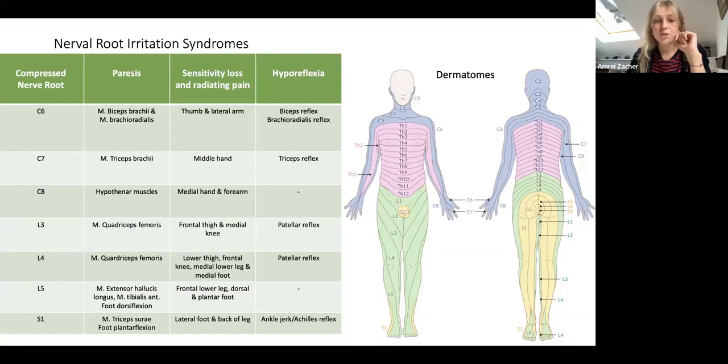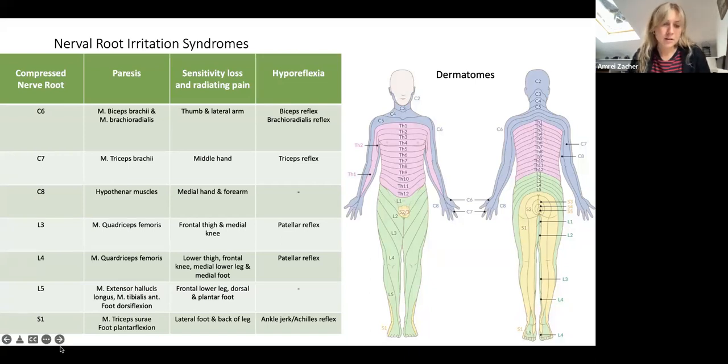S1 would show as a paresis of the triceps surae, so in the back of your lower leg here. And you wouldn't really be able to do the foot plantar flexion. So you wouldn't be able to lower your foot like this. The sensitivity loss in this case would be on the lateral foot and on the back of the leg. And you can see a hyporeflexia in the ankle jerk or Achilles reflex.